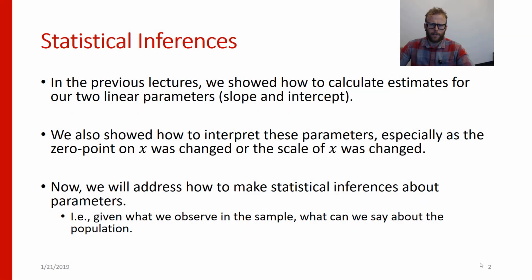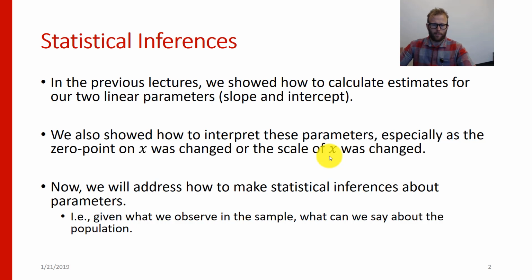In previous lectures, we've shown you how to calculate the estimates for our two linear parameters, the slope and the intercept. We also showed how to interpret these parameters, especially as the 0 point on x was changed or the scale on x was changed. Changing the 0 point, what an x of 0 means, had an effect on the intercept. Changing the scale of x had an effect on the slope, because the intercept is the predicted value of y when x is 0, and the slope is the change in y for a 1 unit change in x. So if we change what the 0 point means, we're changing the interpretation of the intercept. And if we're changing the scale of x, then we're changing what a 1 unit change in x actually means.